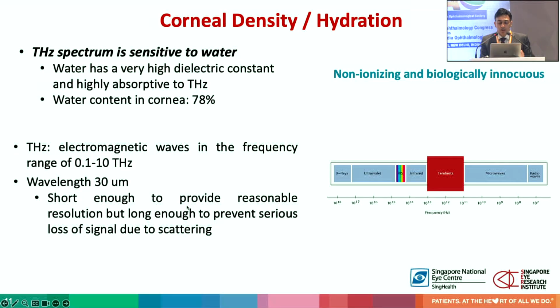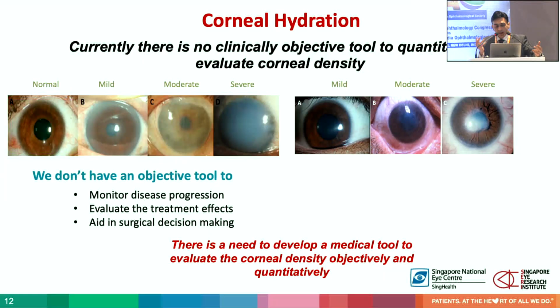You have a whole range of different wavelengths or frequencies of terahertz imaging, and it's short enough to give you reasonable resolution, but it obviously doesn't penetrate very deeply. For the cornea, that's actually perfect because we don't need deeper penetration; if you have long penetration, you're going to get a lot of light scattering. So where do we think we can apply this?